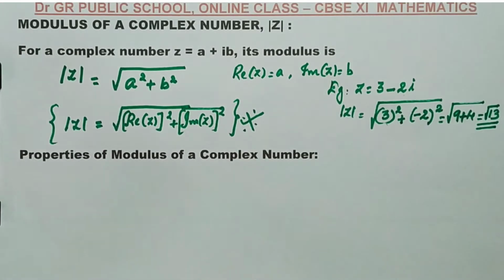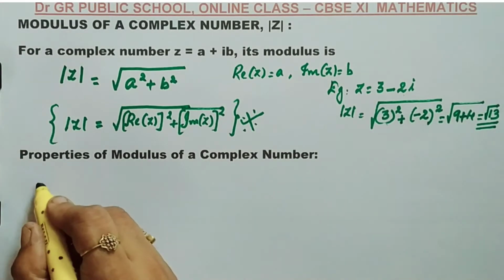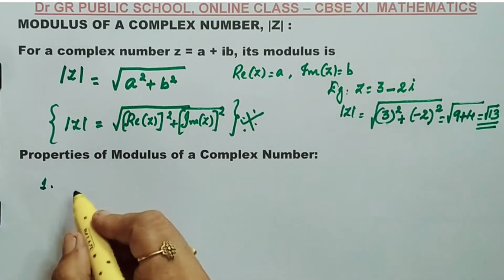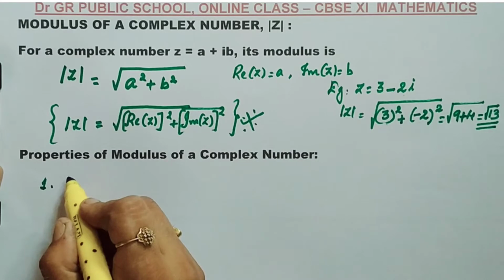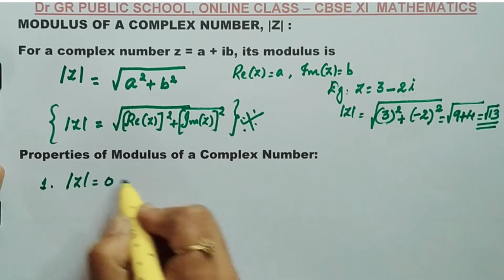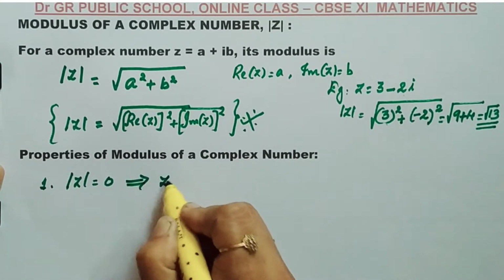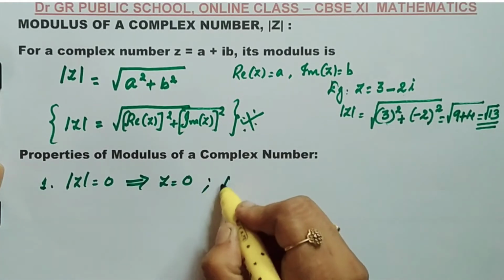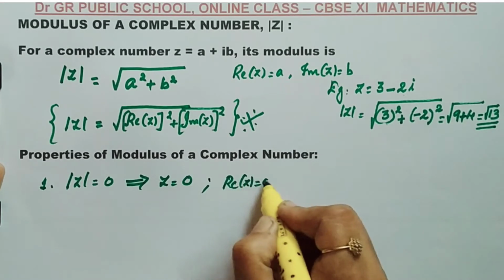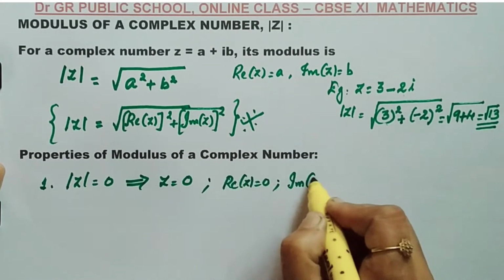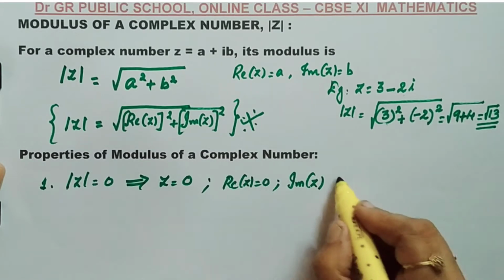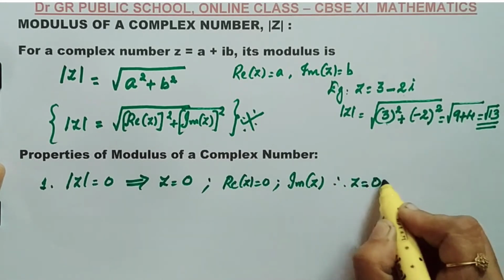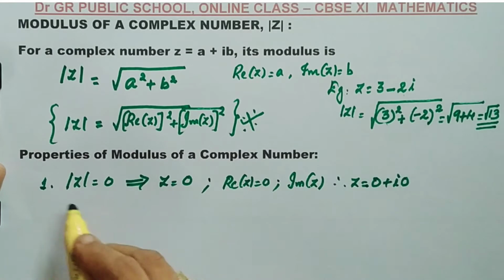Now, we are going to study about the properties of modulus of a complex number. First property is, for any complex number Z, mod Z equal to 0 implies that the complex number Z will be 0. Z equals 0 means that the real part of the complex number will be 0 and the imaginary part will be 0. Only then can you say that the modulus of Z will be 0.